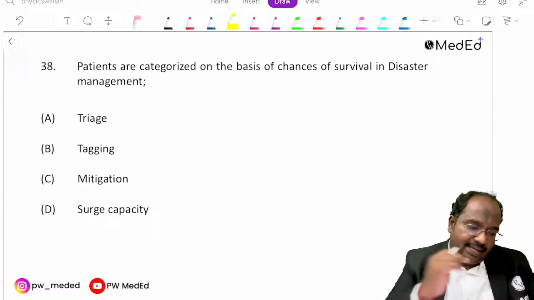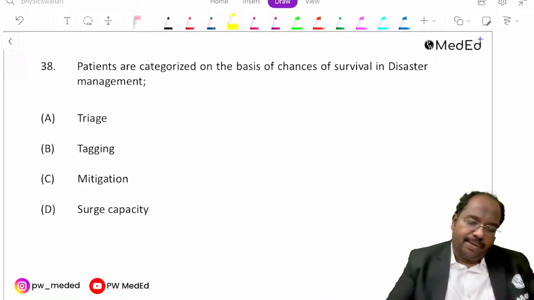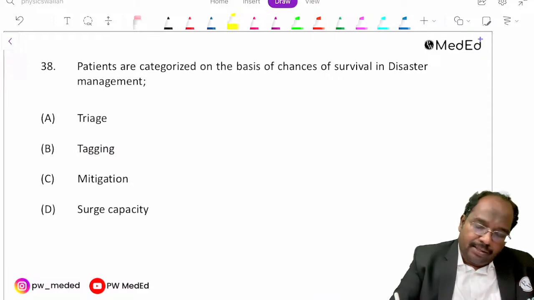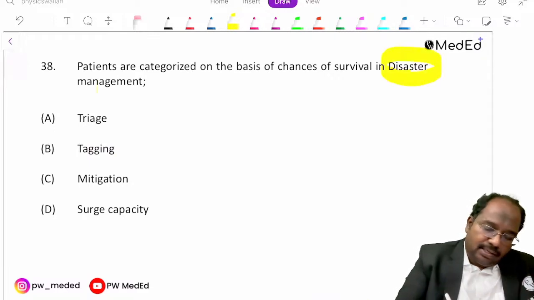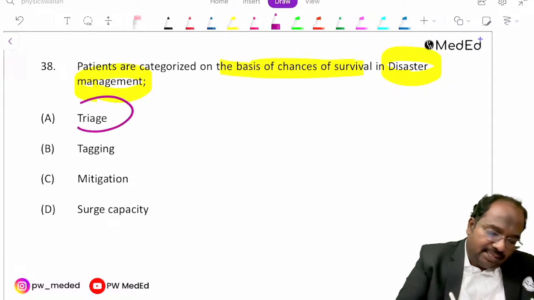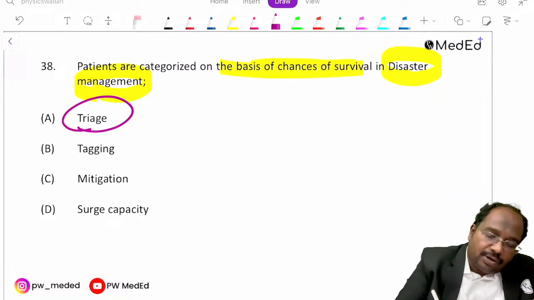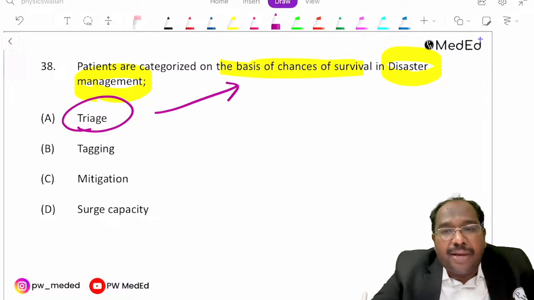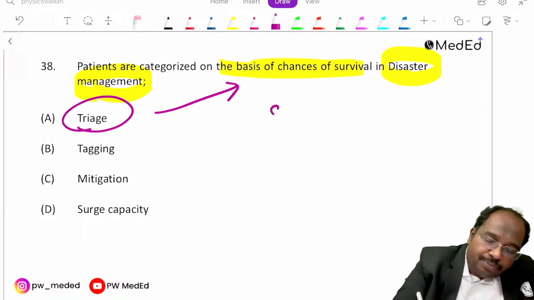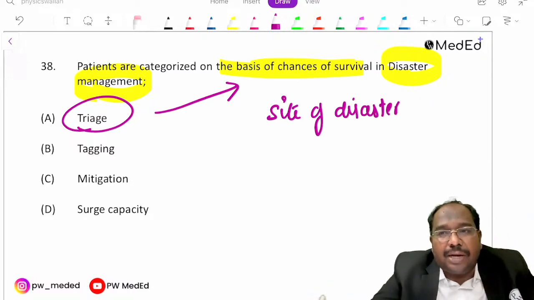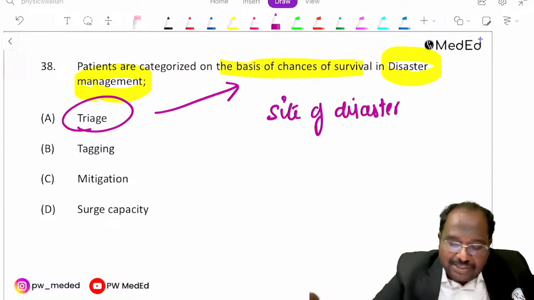Patients are categorized based on the chance of survival in disaster management. The answer is triage. What is triage? You are classifying injured people based on the chance of survival. It should be done at the site of disaster. The hospital will be overcrowded, so you classify them at the site of disaster itself.